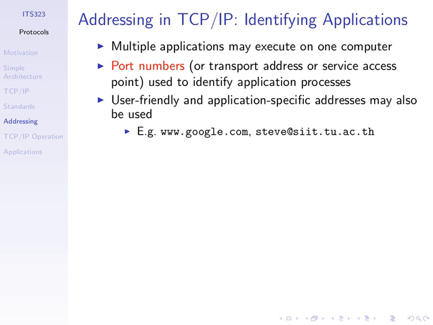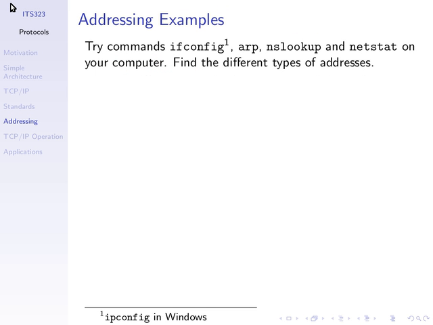So we can say the IP address is the address used by the computers to communicate. The domain name is something used by us humans to make it easier to remember addresses. And there is in fact a way to map between a domain name and an IP address. Let's have a look at some more examples.